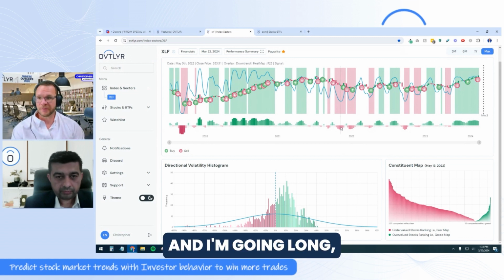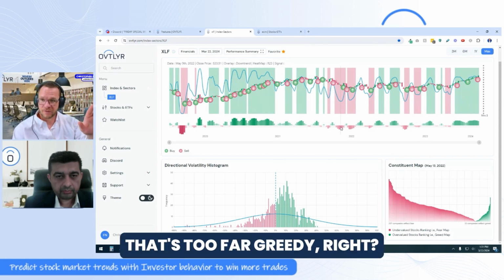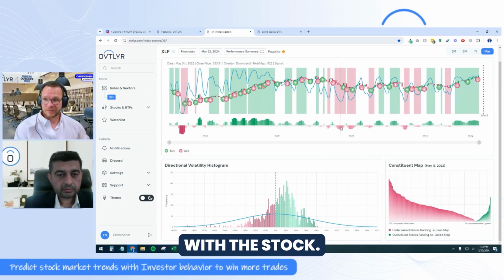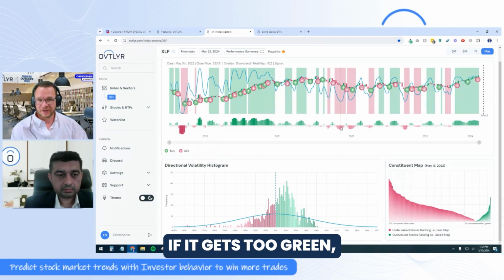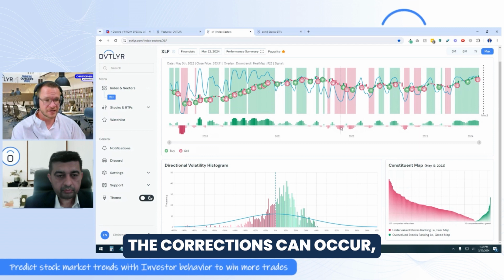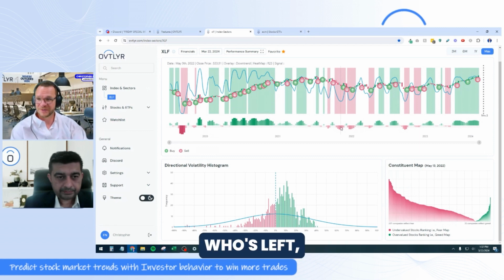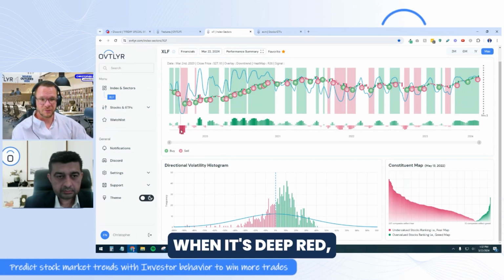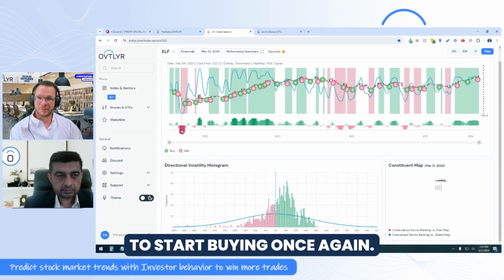Whenever I'm trading and I'm going long, I don't want to get into a stock that's too far greedy, right? I want people to be greedy with the stock, but if they get over greedy, if it gets too green, then I don't want to be in that stock anymore, because like you mentioned just a minute ago, the corrections can occur, especially when you've run out of buyers, right? When you've run out of buyers, who's left? It's only sellers. And the same thing is true on the other side, right? When it's deep red, you've run out of sellers, and then people are looking to start buying once again.